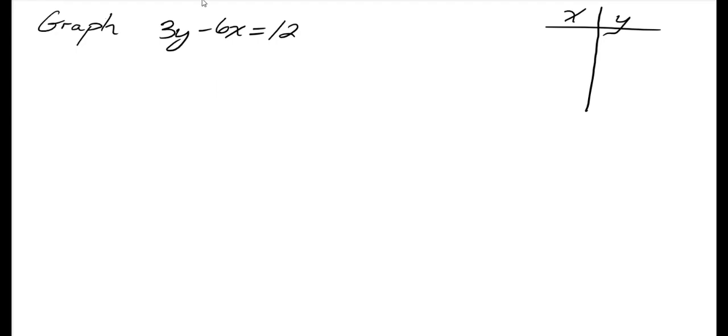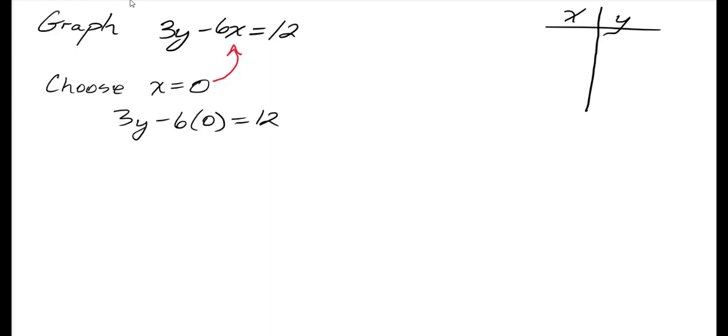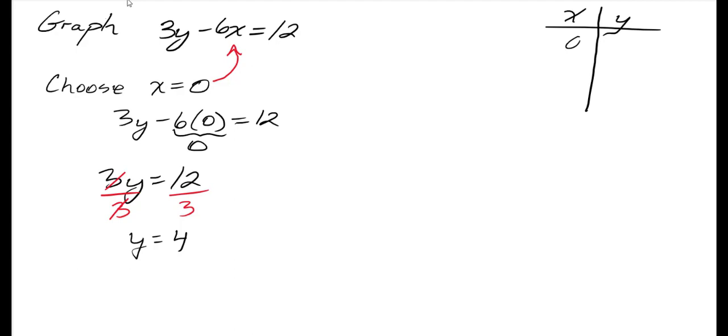We're going to generate an ordered pair to put onto our table. I'm going to choose x to be 0. So I put this 0 in place of this x here. Then we have 3y minus 6 times 0 equals 12. Now 6 times 0 is 0, so then we just have 3y equals 12. Then I'm going to divide both sides by 3. That way this eliminates, and now I have y by itself. So y is 4. When I chose x to be 0, I ended up having to solve for y, and I got 4. So there's our first ordered pair that we generated.